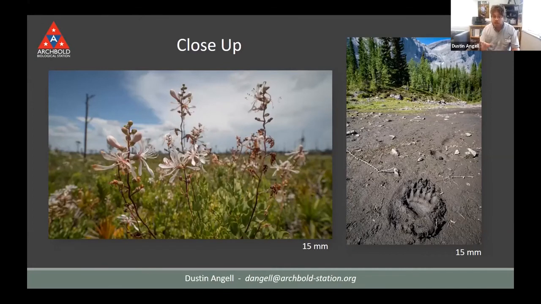I love the shot on the right. That's a grizzly bear print in the mud. And I didn't want to just show the print. I wanted to show the habitat that it was in. And for me, wanting to tell stories about science and conservation, it's important to not just show pretty things or just show one subject at a time, but to give it context. This is the type of shot that you just couldn't do without having a wide angle lens.